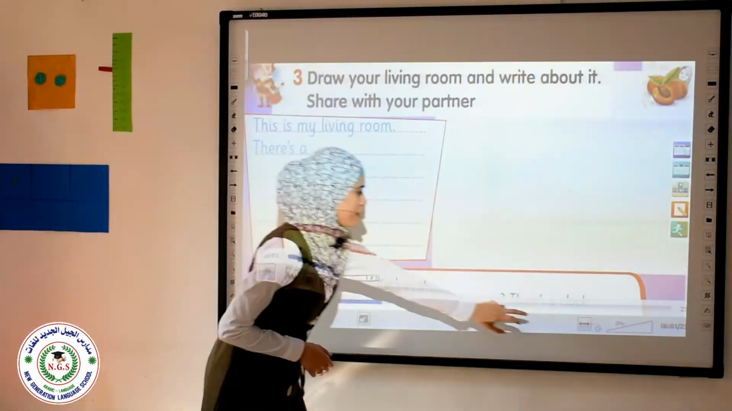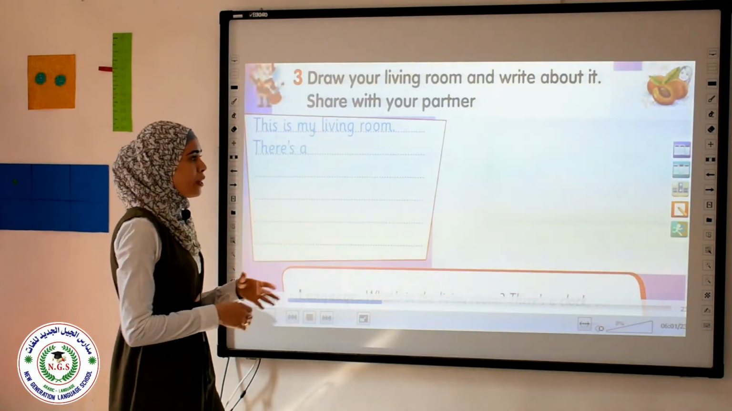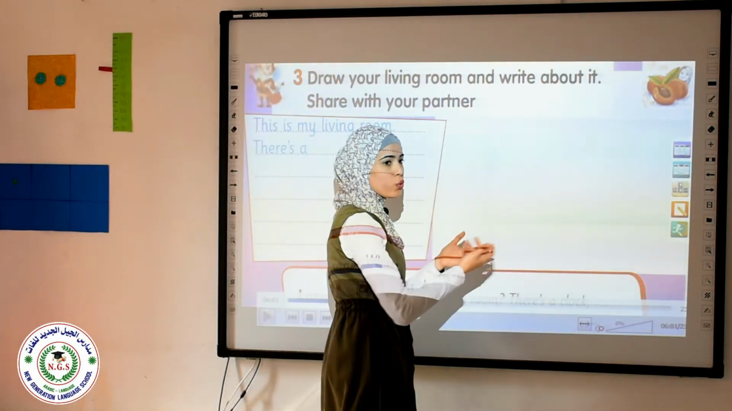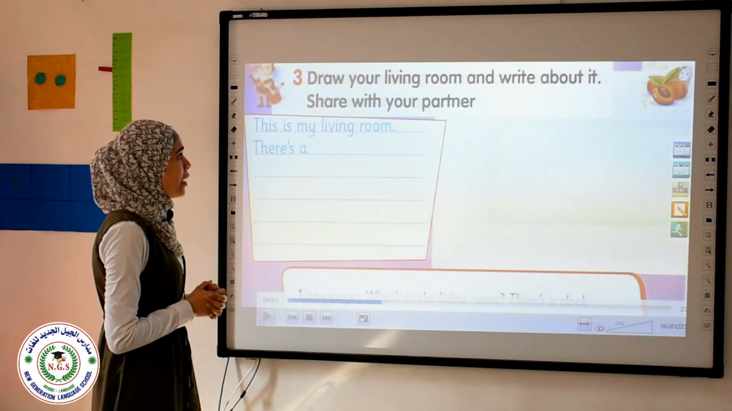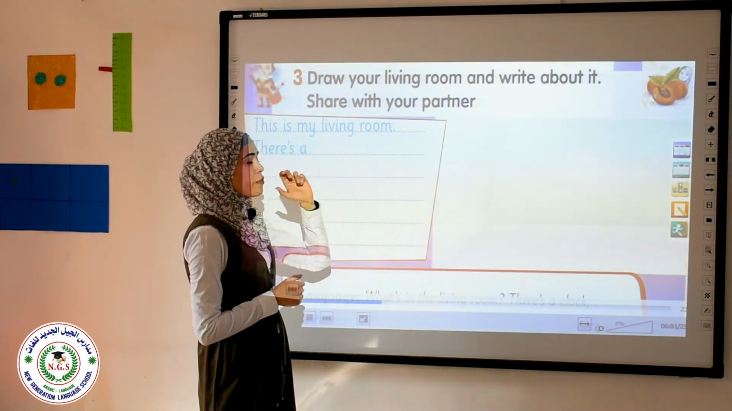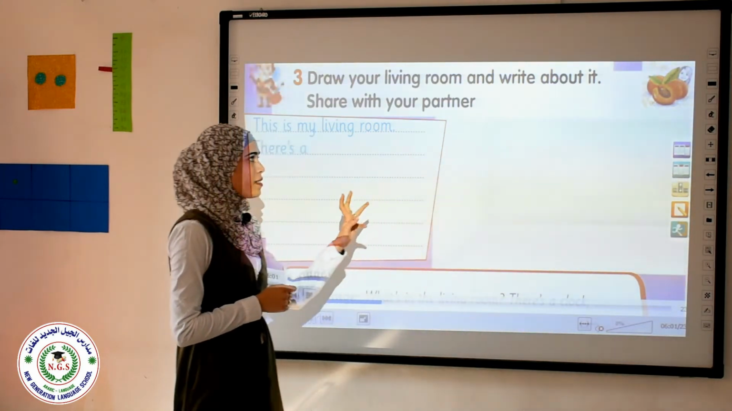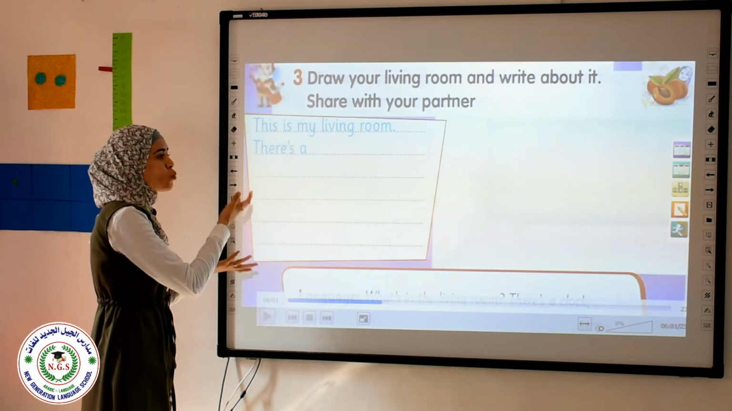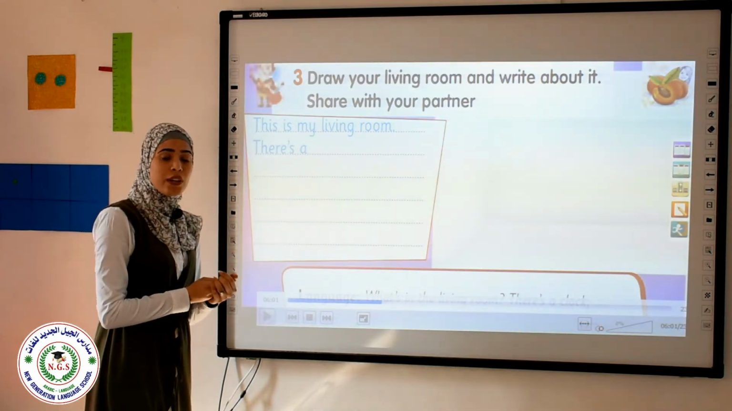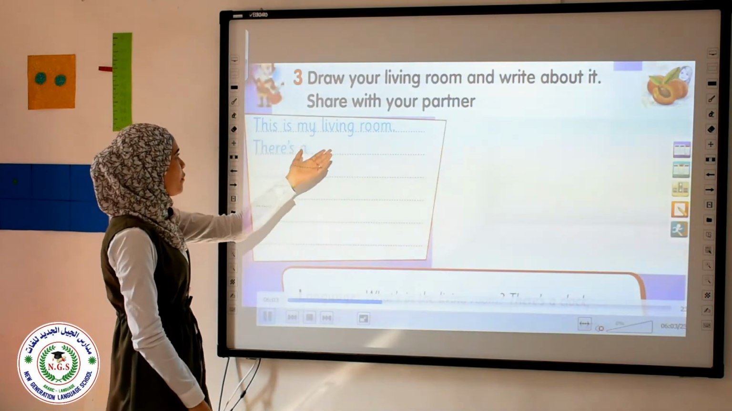Exercise number 3. Draw your living room. Here you will draw your living room in pencil and write about it. Share with your partner. Firstly, you will draw your living room and then color it and write what you can see in your living room. Okay? This is my living room.